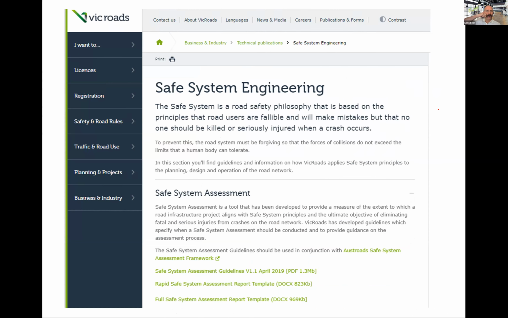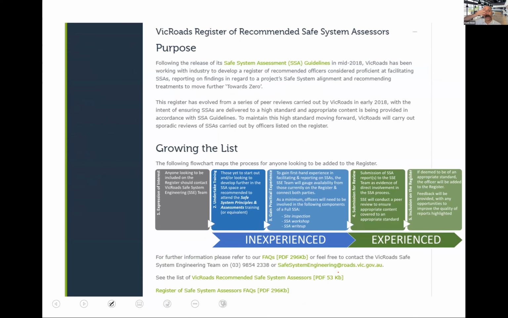So for Victoria, on the VicRoads website, you're in the safe system engineering area. That's where you can find templates and guidance, but I think we've put all of that into the learning management system. A little bit further down that page, you see the VicRoads register of recommended safe system assessors. And this is how you get on that list, or how they're growing the list. You flag that you've got an interest. You don't need to do that because you already found out about this course, because then they'll send you information about this course or any other equivalent ones. But ours is the one that's listed there.